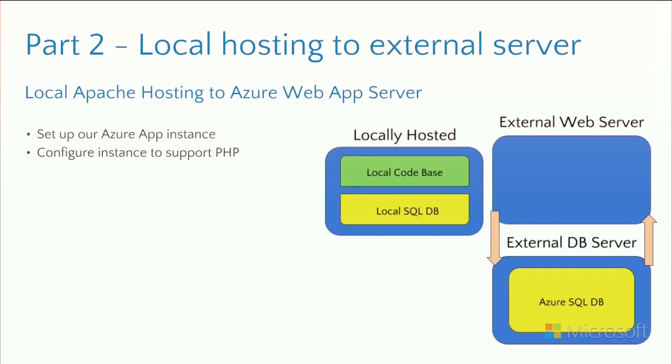So we're going to set that Azure app instance to work with those settings. And actually, to get it to that point is very easy. It's just clicking a couple buttons. Then we're going to configure our instance to support PHP, which happens internally. It is designed to support PHP in general, as well as a couple of frameworks like .NET, Node, Java, and everything else. So we're going to configure our external web server to account for that.